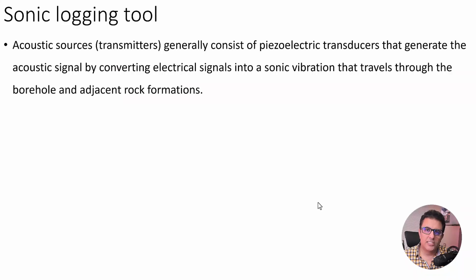Sonic log measures the seismic wave travel time in the formation. So this logging tool has a source that produces some seismic waves and also has some detectors or receivers that record those waves.